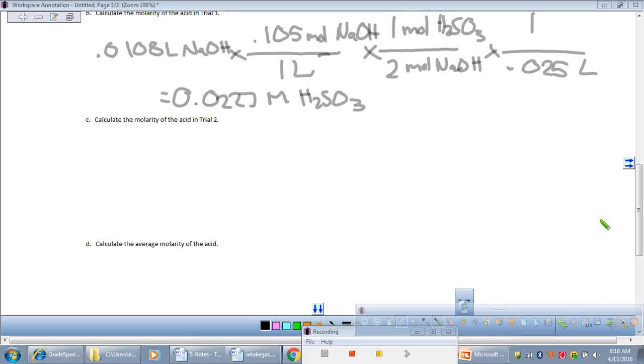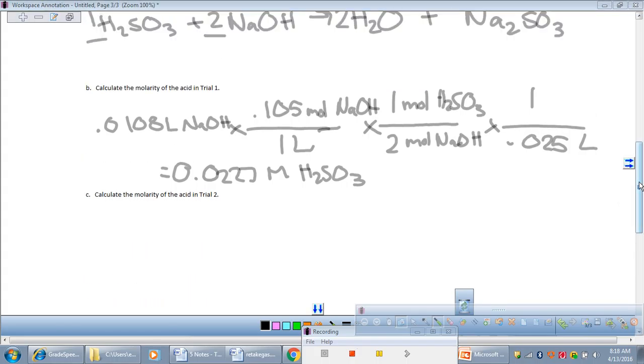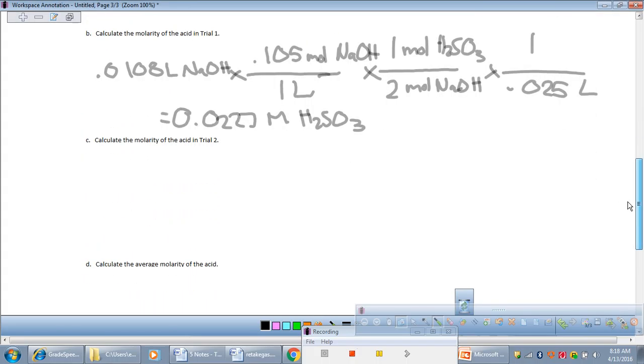Now, in order to have a good idea, you need to do at least 2 trials, like in our lab. The more trials, the better, the more accurate and precise your data is. So in the second trial, it took 10.6 milliliters. So really, the whole conversion is exactly the same.